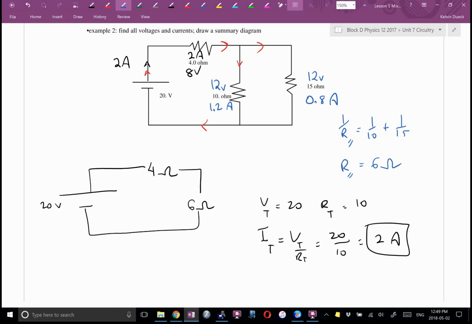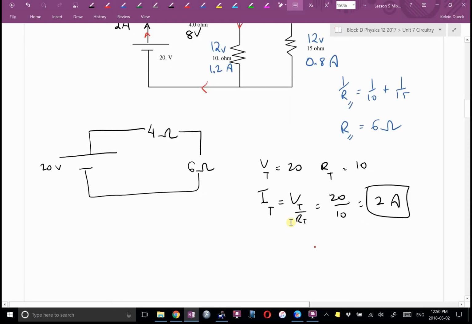So you'll notice I didn't bother redrawing this one. Once I had it to this stage, I could have redrawn it one more time as a 20 and a 10, but usually by this time I can say, hey, I can get R total on a piece of paper, and I total is V total over R total.